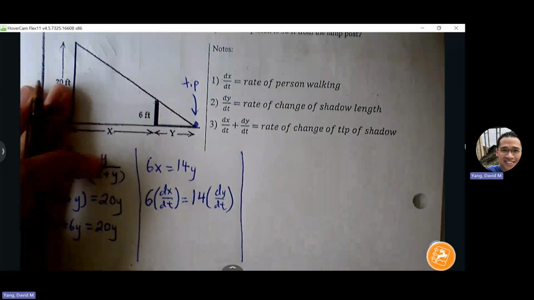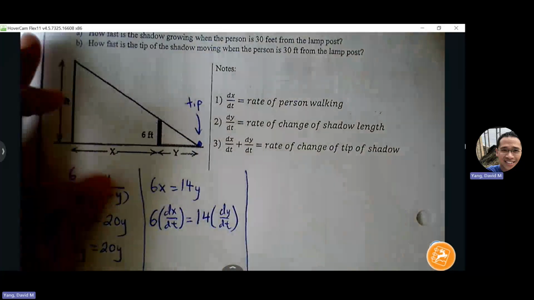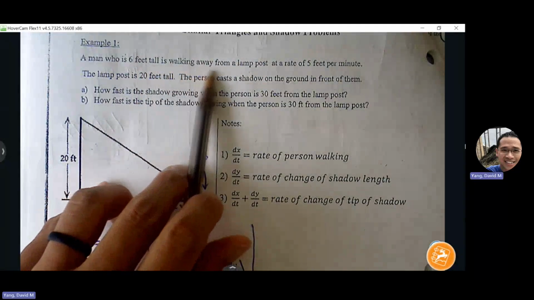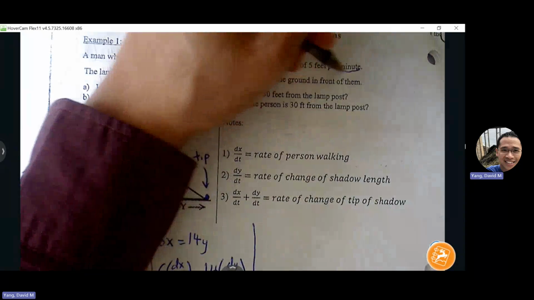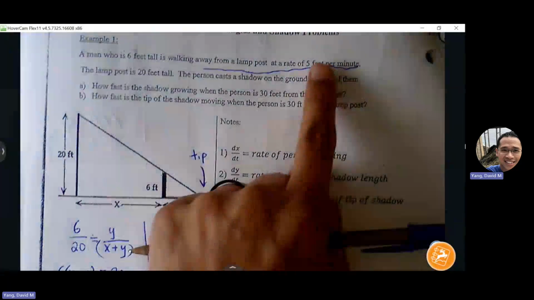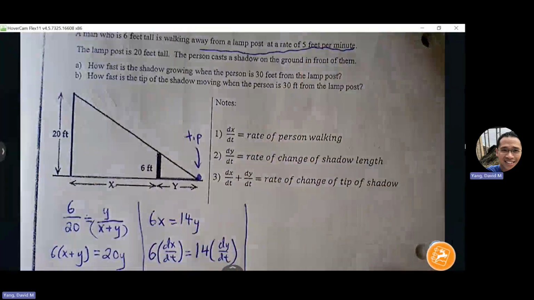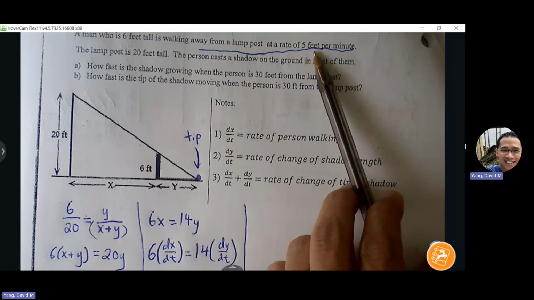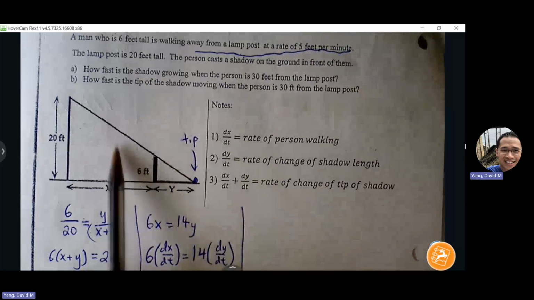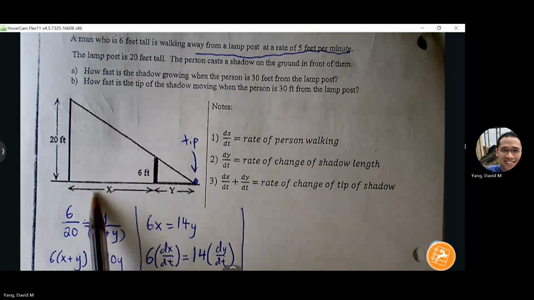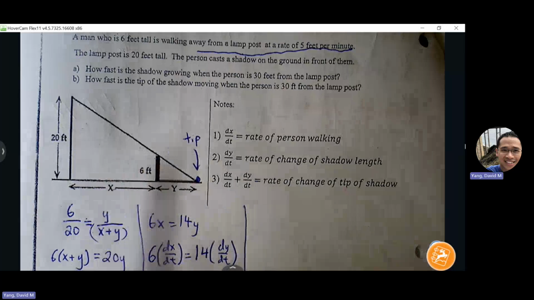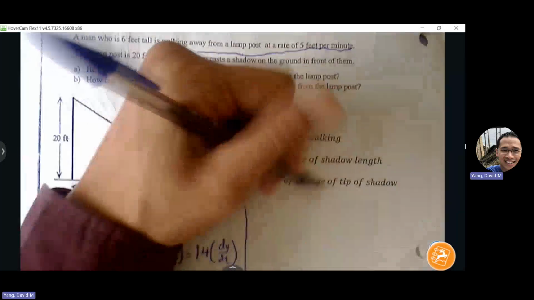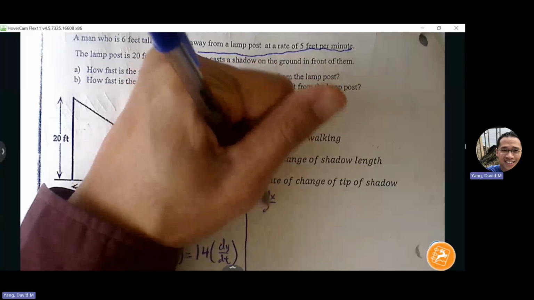Now we just have to figure out where things go. Let's go back and read the problem here. Man is 6 feet tall. He's walking away from the lamppost at a rate of 5 feet per minute. What can we assign this value? What variable is that referring to? Yeah. dx/dt. What's happening to x as he's walking away? Increasing. So 5 should be a positive value, right? Okay, so dx/dt is a positive 5.